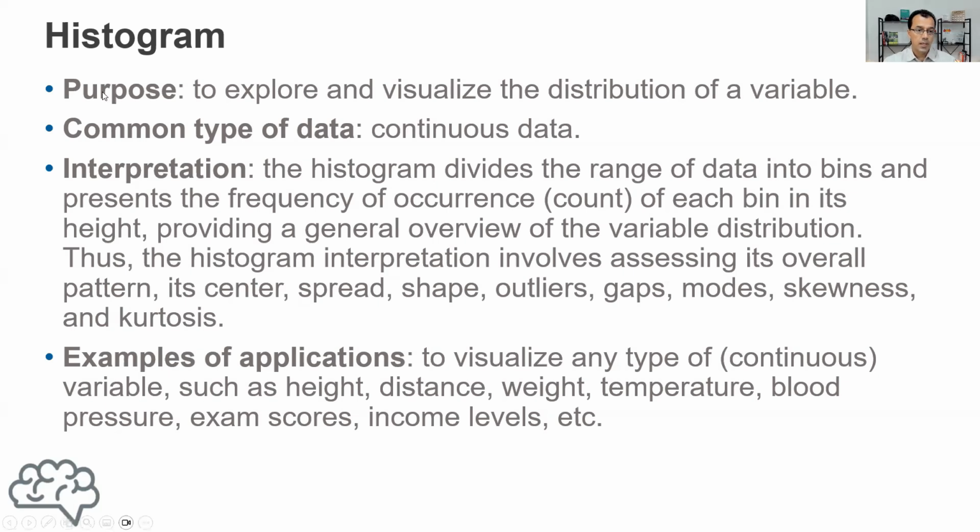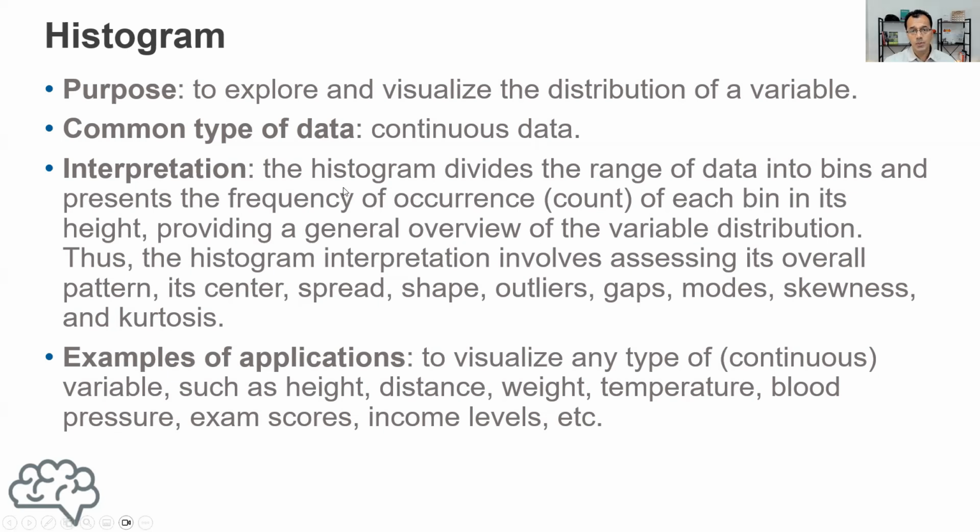In the case of the histogram, it's usually used to explore and visualize the distribution of a variable, and it's used for continuous data. And this is something very important. We need to know what type of visual is adequate for each type of data that we have. If I have a variable that is not continuous, then I cannot use a histogram. If I want, for example, to visualize the distribution of a discrete variable, I will have to use a different type of chart, for example, a bar chart. But if the variable is continuous, then I can use the histogram.